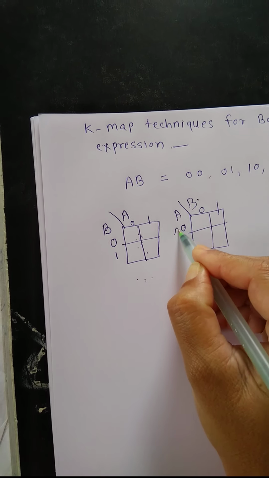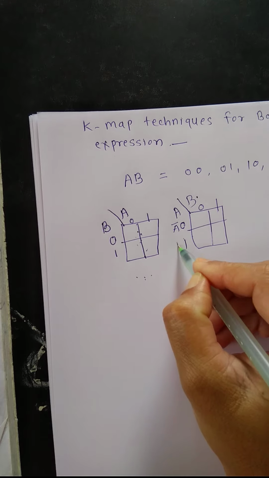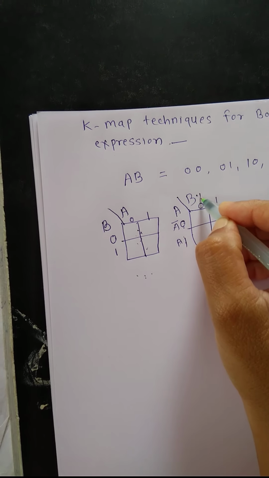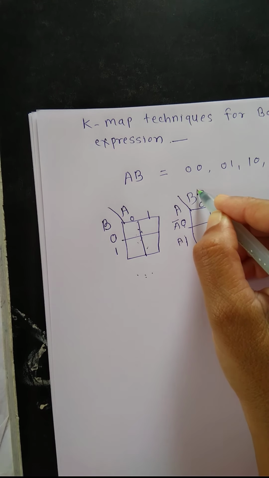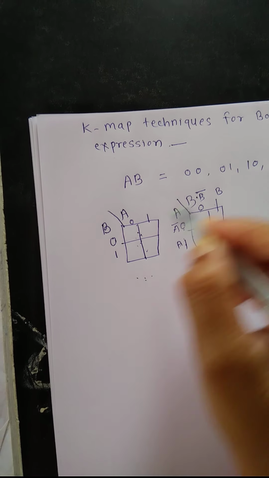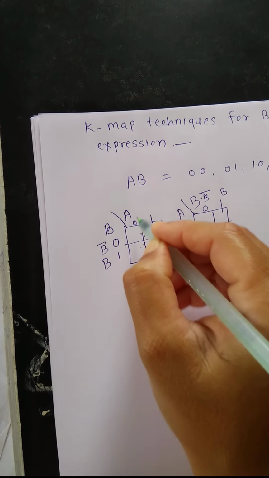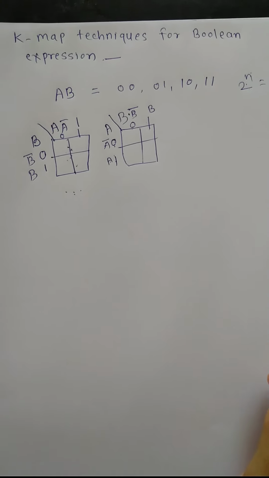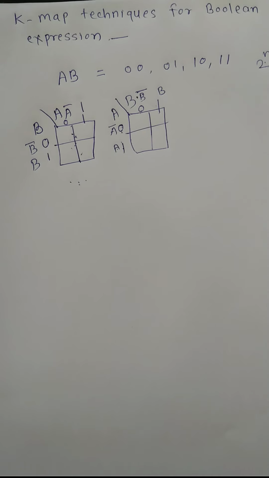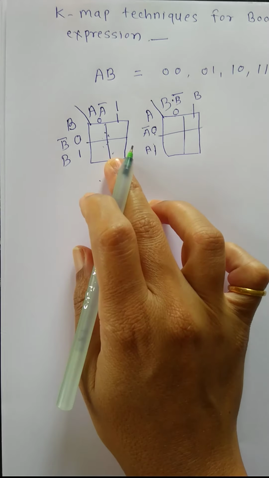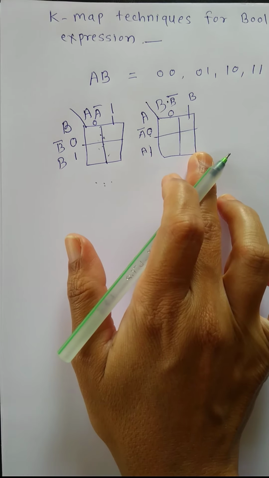Here 0 is represented as a bar, so this is A bar and this is A, and for B, 0 is B bar and 1 is B. In these boxes there is information about the SOP or POS expression or truth table. By these two ways we can represent the 2 variable structure.